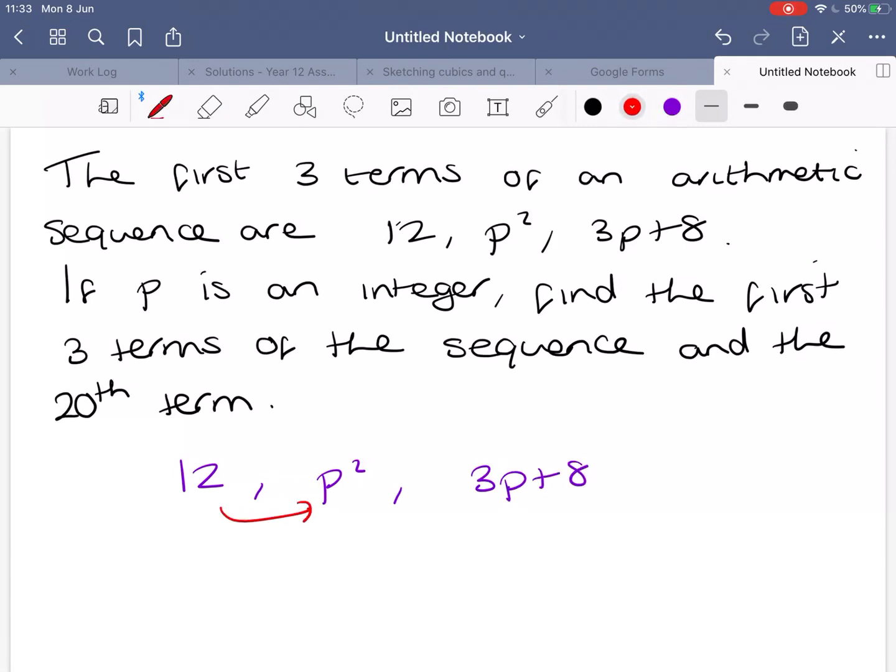Well, what's the common difference? It's p squared minus 12. What's the common difference between the next two terms? It's going to be 3p plus 8 take away p squared. Now, be careful.